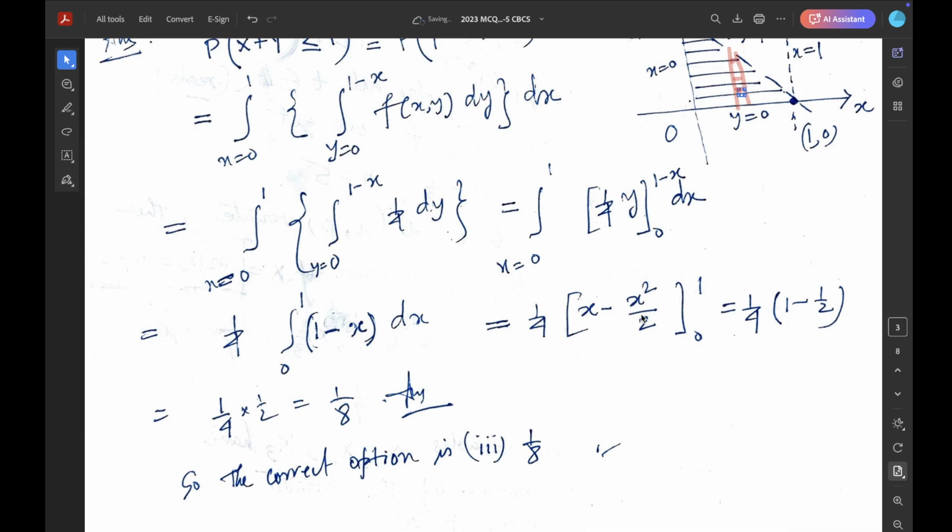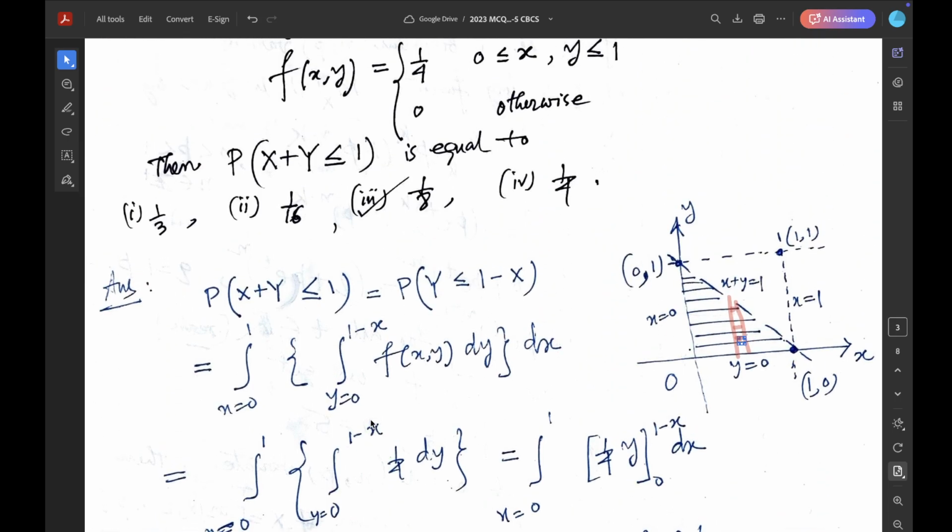Put here x equal to 1, so 1 minus 1 square by 2 minus 0, so this is 1 by 4 into half, so 1 by 8. Correct option is 3, 1 by 8.